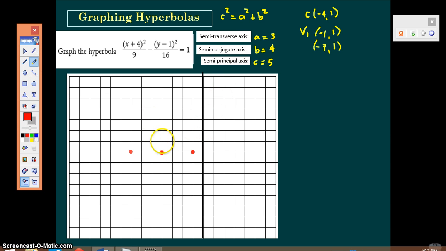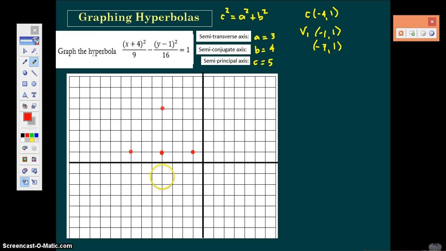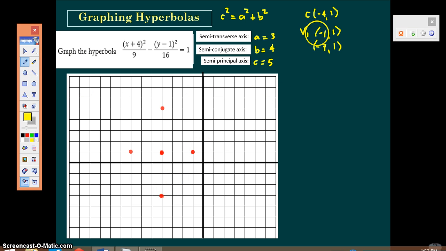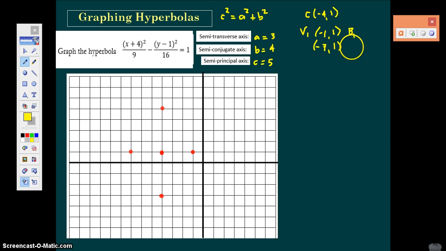Now let's plot and locate the endpoints of the conjugate axis. 4 units above the center: 1, 2, 3, 4. And 4 units below: 2, 3, 4. These will be the endpoints of our conjugate axis, and let's label them B1 and B2. The center and the endpoints of the conjugate axis have the same x coordinate, so it's negative 4 also. Moving 4 units above the point, 1 plus 4 is 5. And 4 units below the point is 1 minus 4, negative 3.